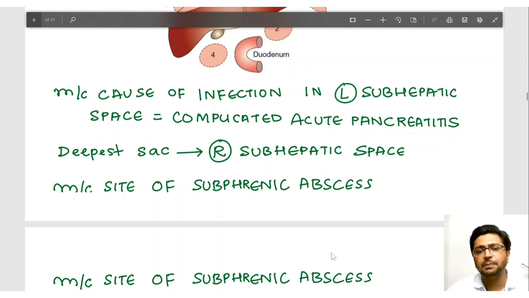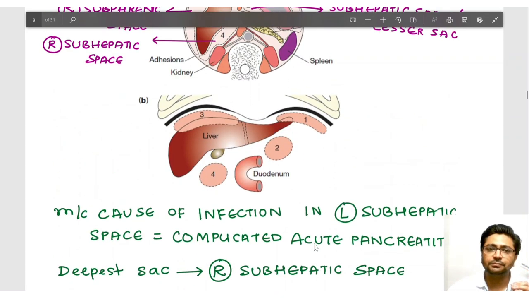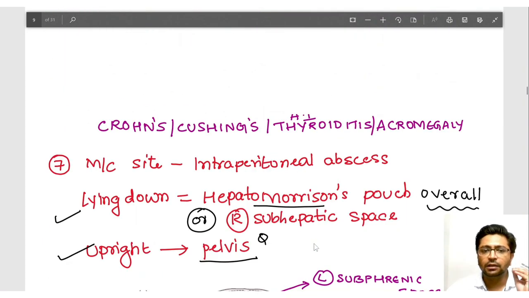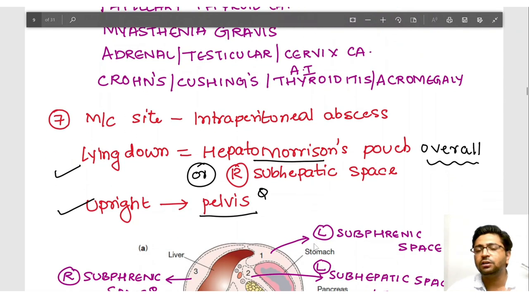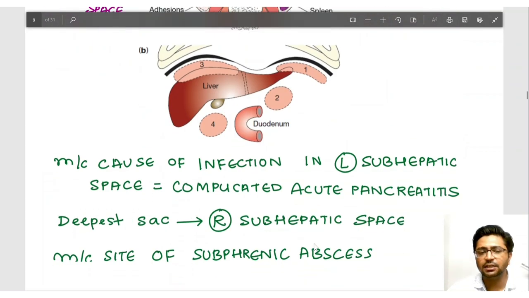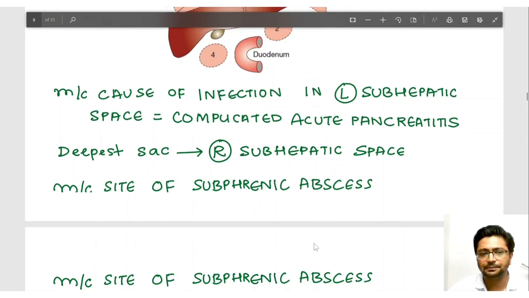What is the deepest space? The right subhepatic space is the deepest space. So the most common cause of infection in the left subhepatic space is complicated acute pancreatitis. Whereas the right subhepatic space, one should remember, is the deepest space and it is the most common site for intraperitoneal abscess. That is the right subhepatic space or hepatorenal recess or Morison's pouch.